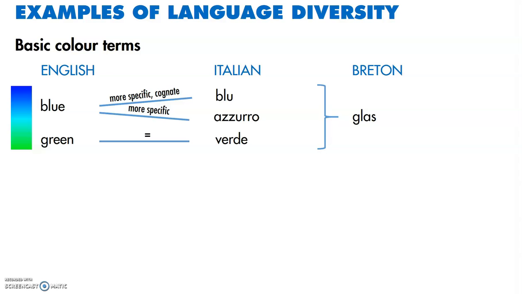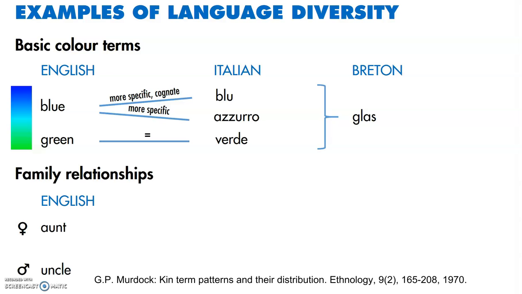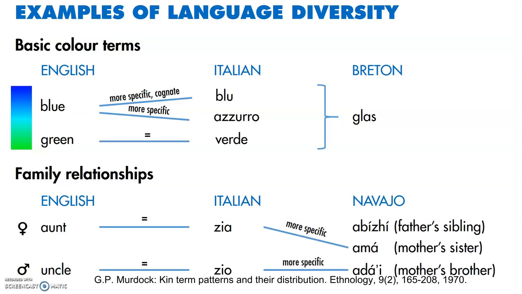Color terms are well known to be diverse across languages, and so are family relationships. One example are the words aunt and uncle. These have equivalents in Italian, but the Navajo language structures this lexical domain in a completely different way. There are no Navajo words meaning aunt or uncle. Rather, there are more specific words to distinguish between the mother's brother and the mother's sister. On the father's side, there is only one word, designating the father's sibling.